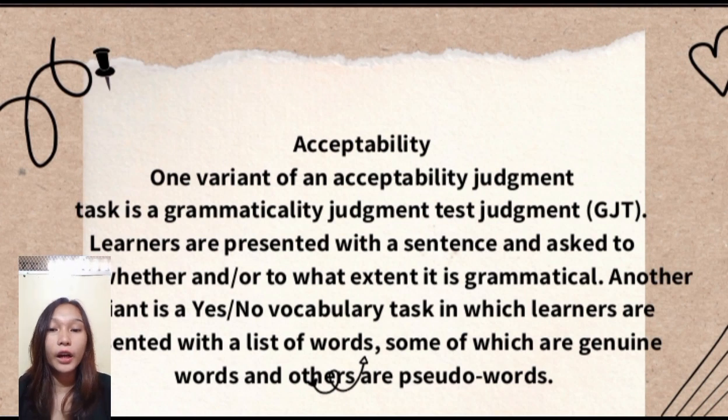Acceptability judgment. One variant of an acceptability judgment task is a grammaticality judgment test, or GJT. Learners are presented with a sentence and asked to judge whether and to what extent it is grammatical. Another variant is a yes or no vocabulary task in which learners are presented with a list of words, some of which are genuine words and others are pseudo words. The learners identify those that they consider to be genuine words.